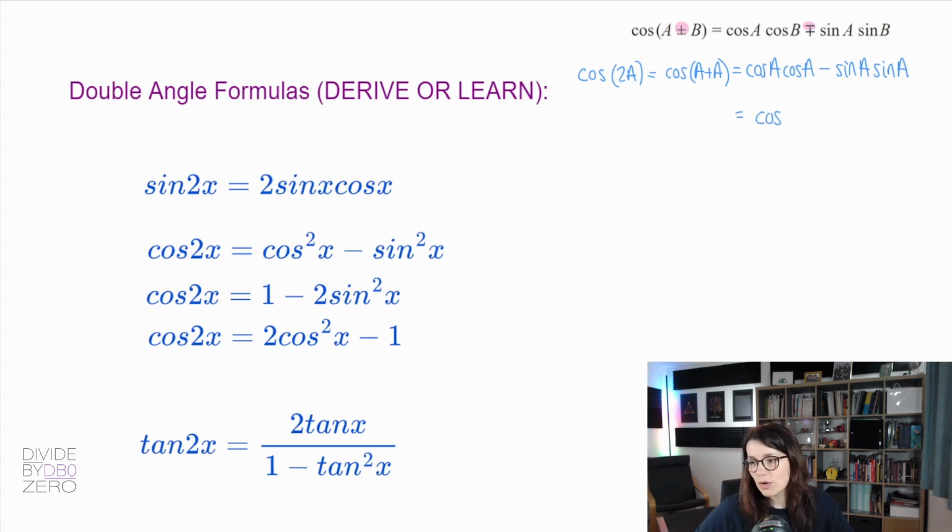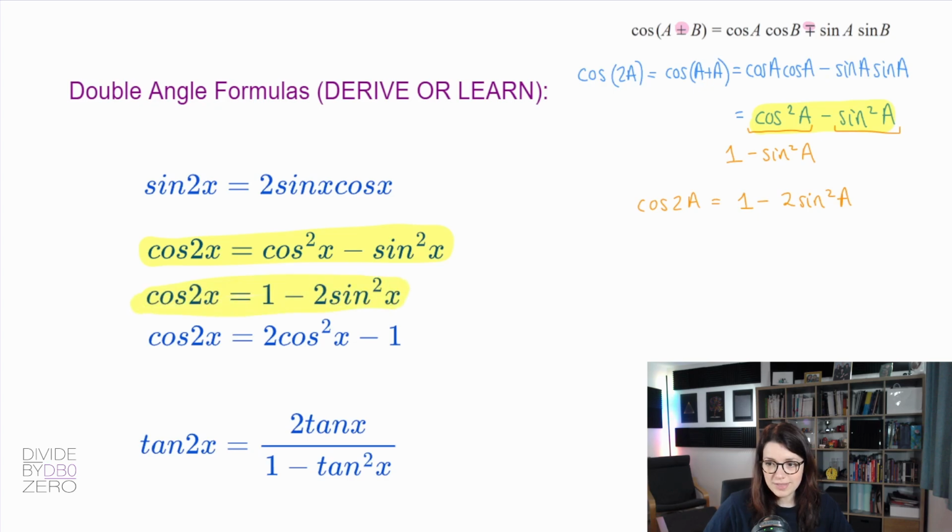This is the same as cos squared a minus sin squared a. So now we've derived this formula. From here, you can choose to replace either the cos squared a or the sin squared a with another identity. For example, here, I could replace the cos squared a with 1 minus sin squared a. And if I do that, I get cos 2a is the same as 1 minus 2 sin squared a. Now we've derived this formula.